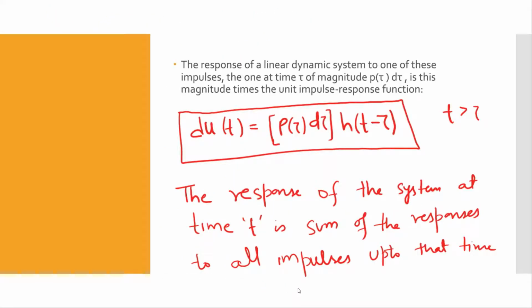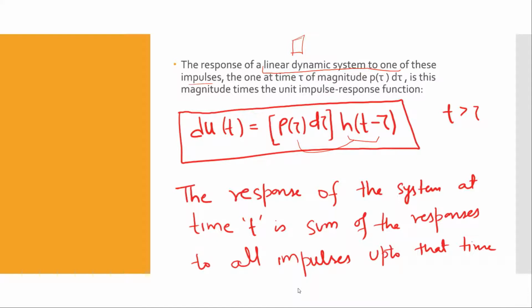Now, the response of a linear dynamic system, we are talking about a linear dynamic system, to one of these impulses, the one at time tau of magnitude p(tau) d tau, is this magnitude times the unit impulse response function. So if you want to find the response at any impulse, we multiply the unit impulse response with this p(tau) d tau, and then we will get the displacement for that impulsive force.